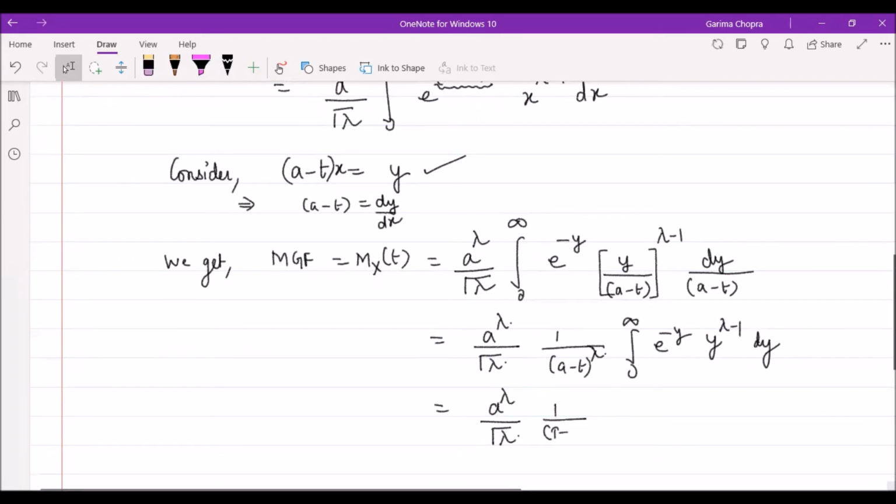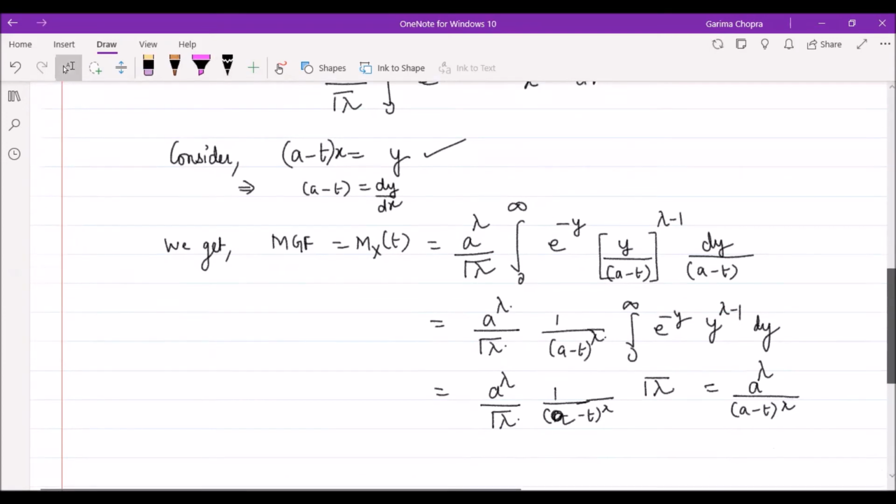Now we have this integral. This is the gamma function, the definition of gamma function. So here we have y raised to power lambda minus 1. So this is gamma of lambda. So it becomes a raised to power lambda, a minus t raised to power lambda.